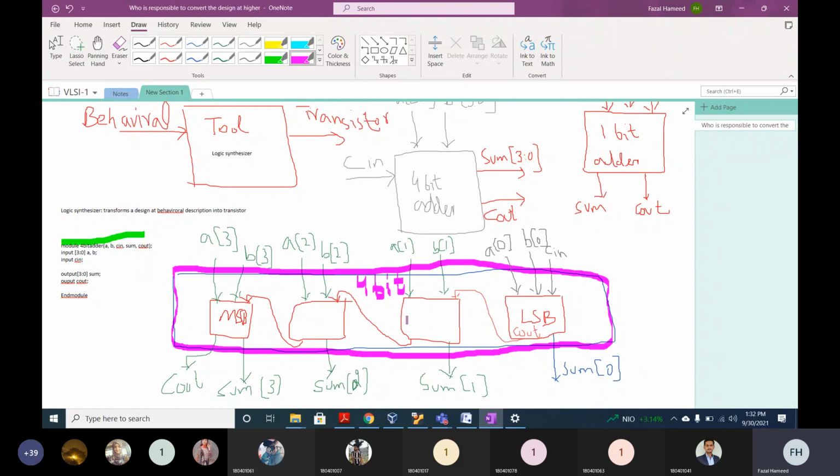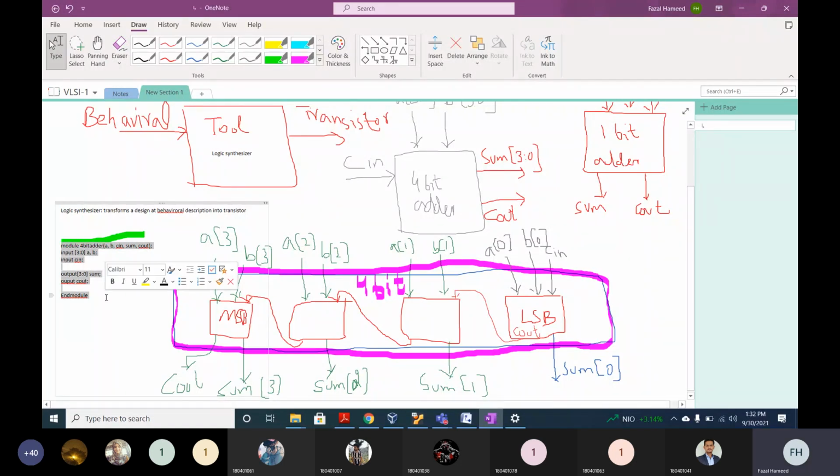So now this is the structural description of a 4-bit adder. How many 1-bit adders have we used? 4, sir. So we have used 4 1-bit adders, and we have connected all of them together.